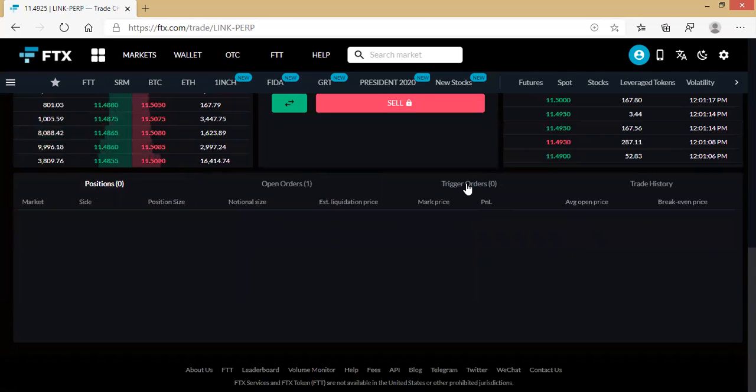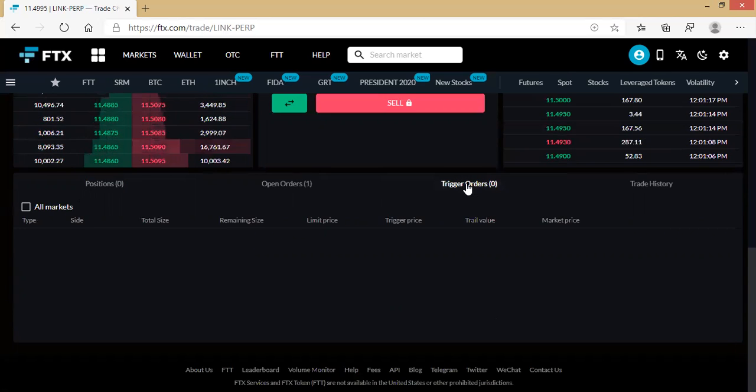Then we have trigger order. Trigger is for the various stops I have. Maybe I set my stop loss, my take profit and all that. This is where you get to see that. Then trade history shows my trades. The trades I've conducted over the day, over the time, and all the trades that I've carried out, you get to see them in the trade history.